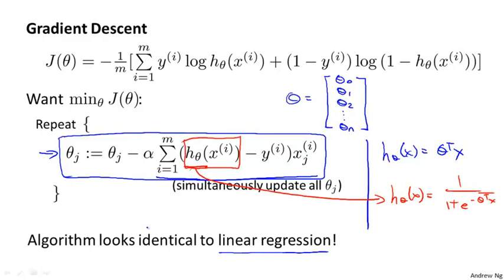In an earlier video, when we were talking about gradient descent for linear regression, we talked about how to monitor gradient descent to make sure that it is converging. I usually apply that same method to logistic regression too, to monitor gradient descent and make sure it's converging correctly, and hopefully you can figure out how to apply that technique to logistic regression yourself.